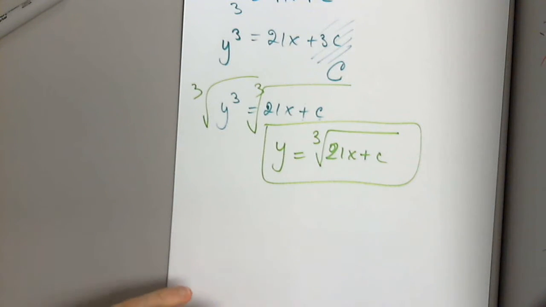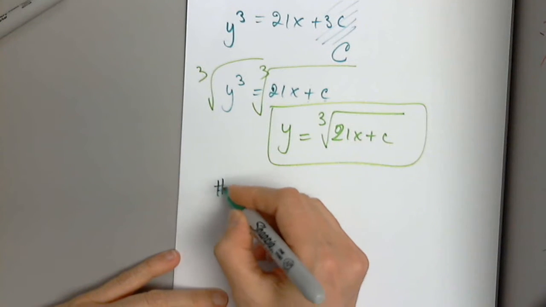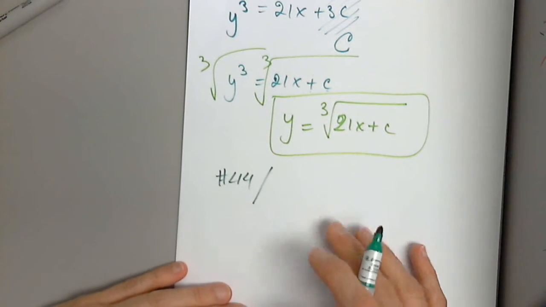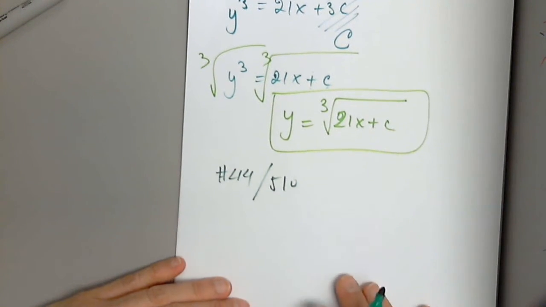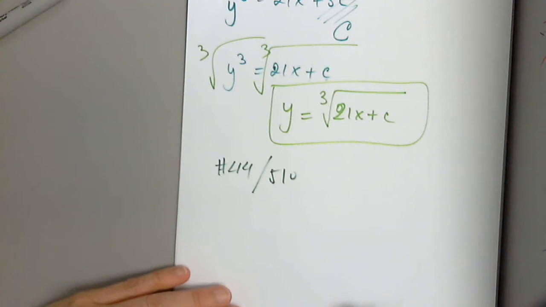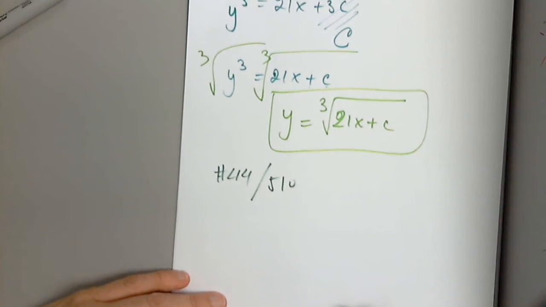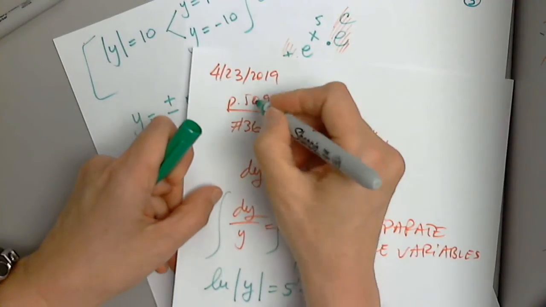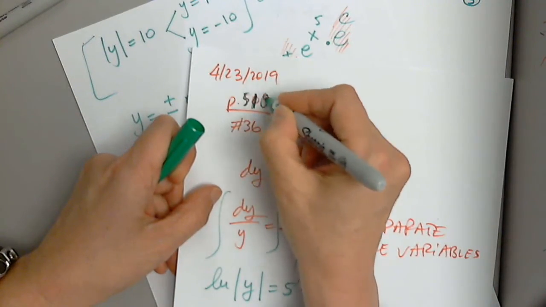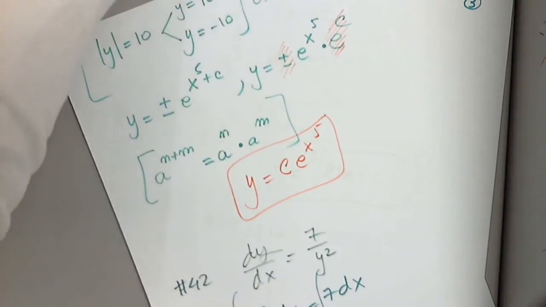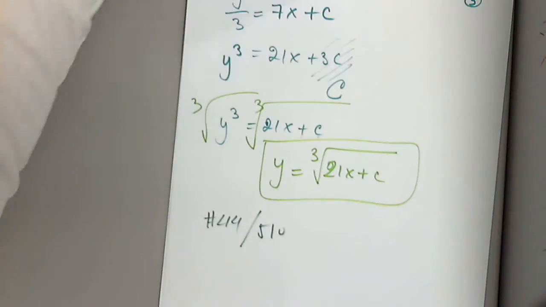Okay, let's look at 44. On the same page, 510. I gave you the wrong information. This was on page 510, not 509. I'm sorry. My apologies. Everything is on 510.